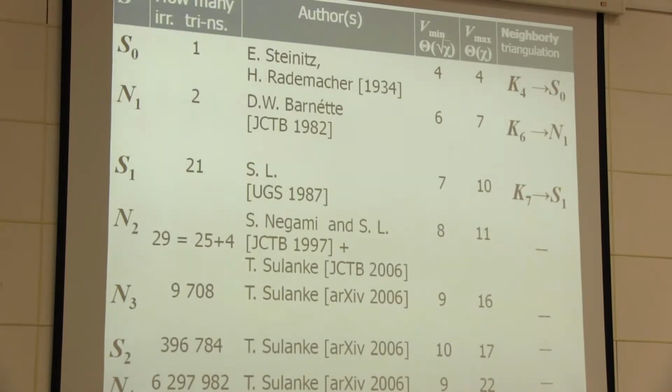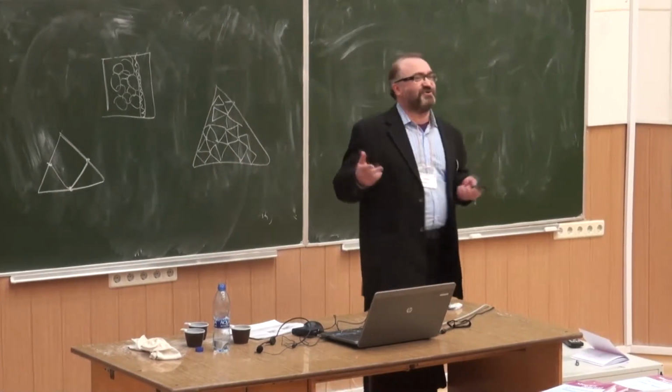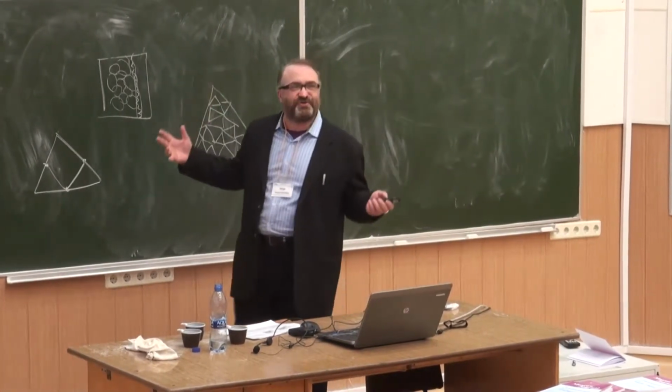It's also a remarkable fact that the maximum number of vertices that an irreducible triangulation can have is big theta of chi, where chi is the Euler characteristic of the surface. And the smallest number of vertices is big theta of the square root of chi, asymptotically. Now, so everything was done for irreducible triangulations of closed surfaces.